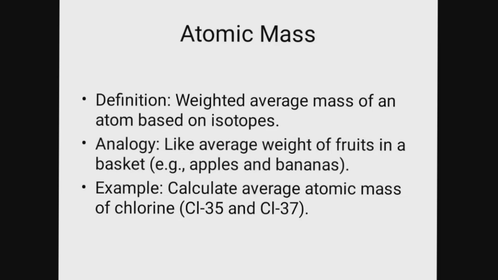So looking at what we have here, isotopes of chlorine. We have chlorine-35 and chlorine-37. The first one is the lighter chlorine, and the second one is the heavier chlorine. In your periodic table, what you're going to see there is the first one.